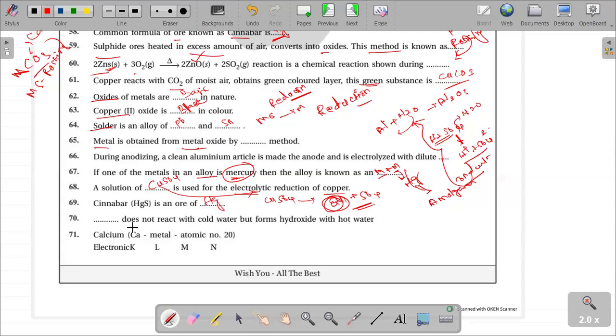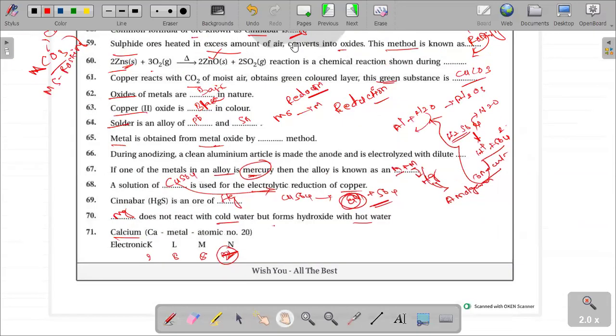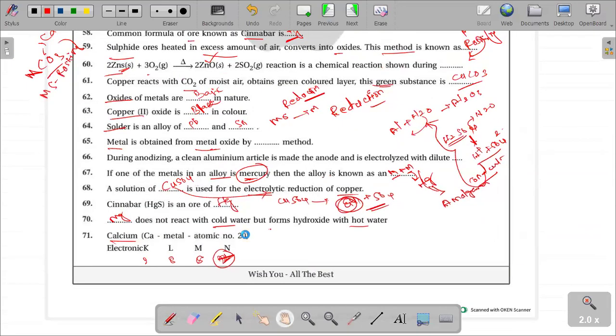And next, dash does not react with cold water, but it will react with hot water. This one you already know, that is magnesium. In the calcium, K shell 2 electrons, L shell 8 electrons, M shell 8 electrons, and the next N shell 2 electrons. So 2 electrons in the valence shell are valence electrons. This electronic configuration you know now. Before we discussed the electronic configuration, same as it is.